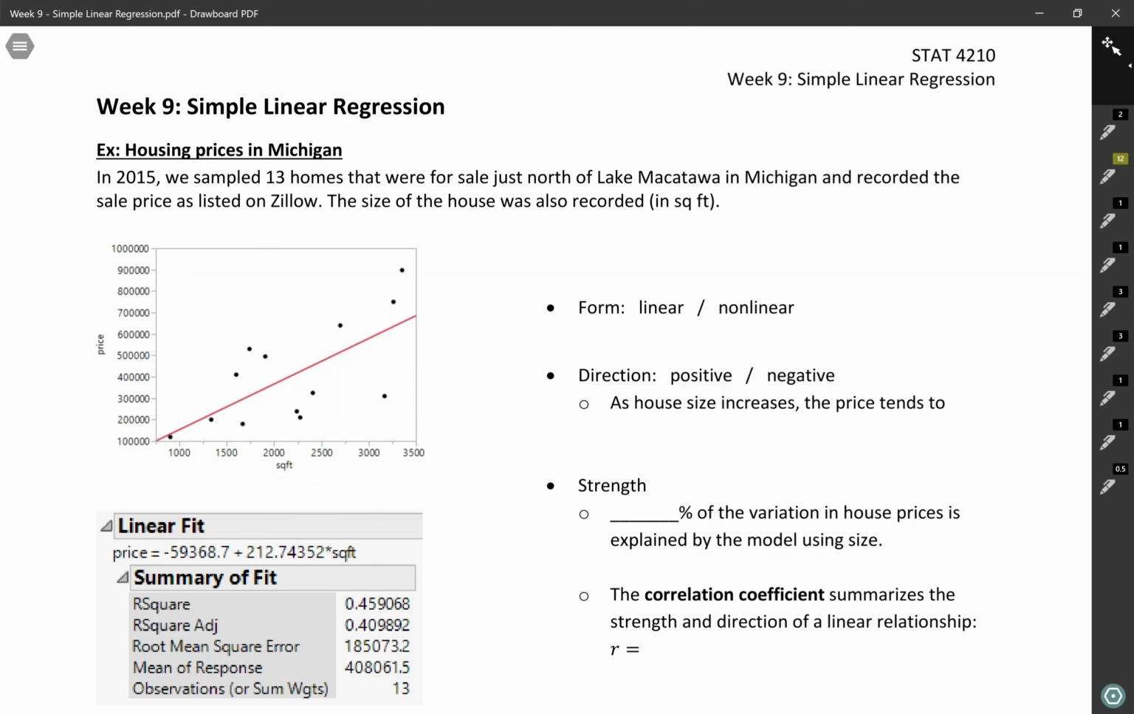This video is an introduction to simple linear regression, and this marks a pretty big shift in the content of this course. Up until now, we've focused almost exclusively on scenarios with categorical explanatory variables, so comparing groups, whereas this week we're going to shift to scenarios with a quantitative explanatory variable.